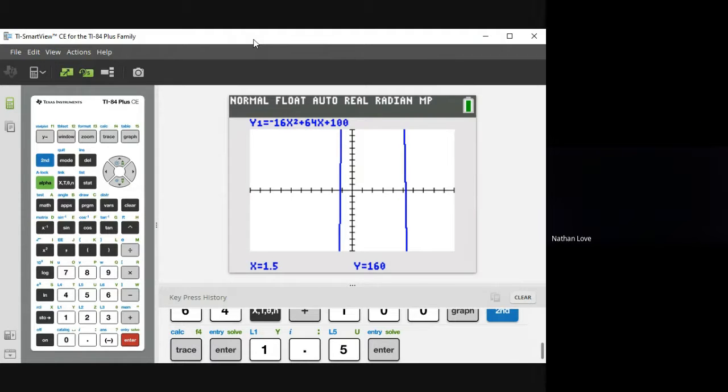So that means that in 1.5 seconds, the jack-o'-lantern is going to be 160 feet in the air. Make sure you use your units, okay? Now, the next one, it says, what is the maximum height of this jack-o'-lantern? The max height is the vertex, right? Well, I don't see the vertex here. So we're going to adjust it.